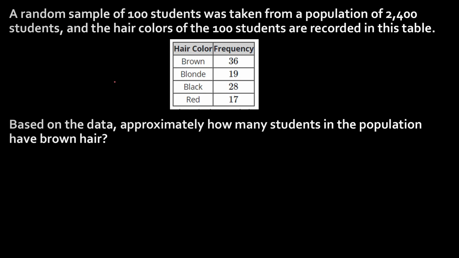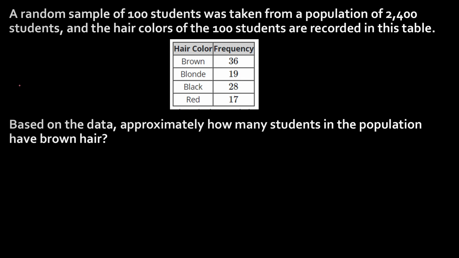All right, next question. Here it says that a random sample of 100 students was taken from a population of 2,400, and the hair colors of the 100 students are recorded in this table. Based on this data, approximately how many students in the population have brown hair? This is a very similar question to the one we just did, except now we're talking about hair colors and we have a different population.